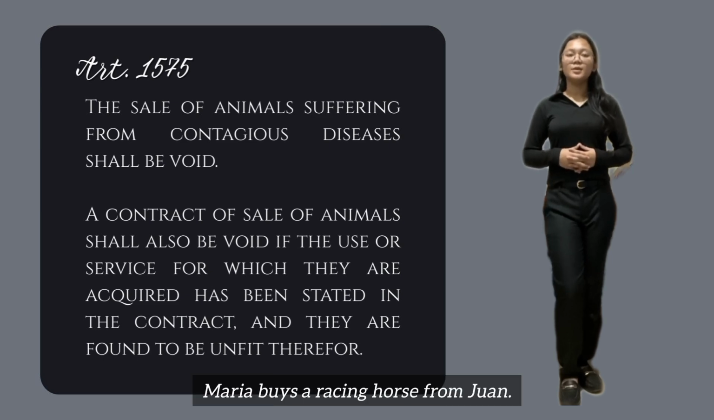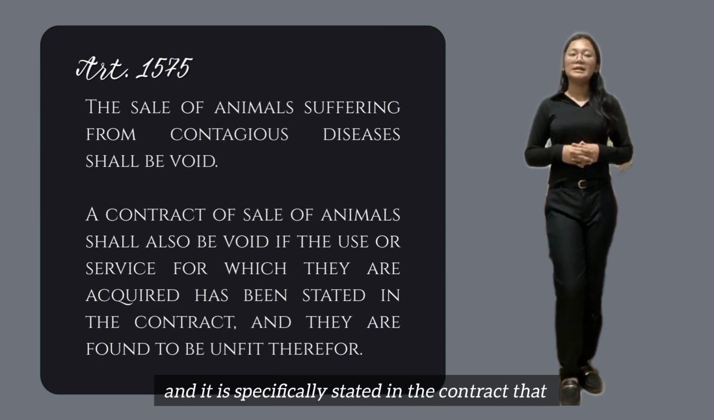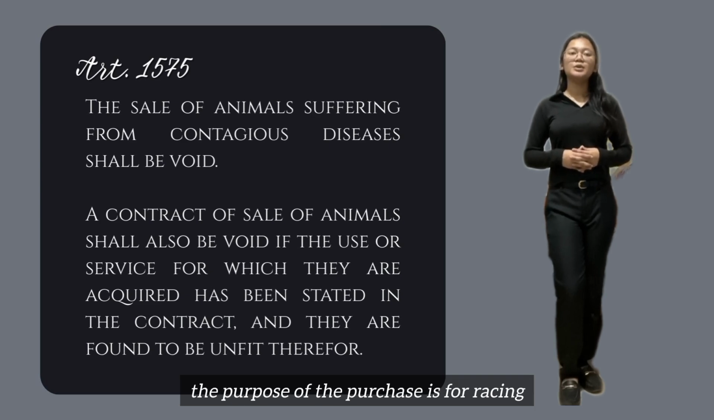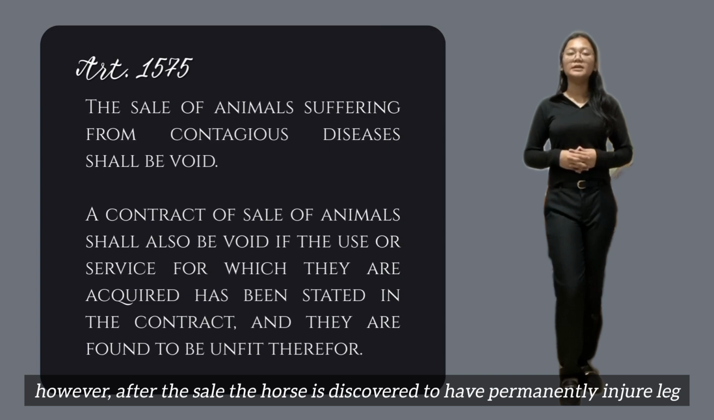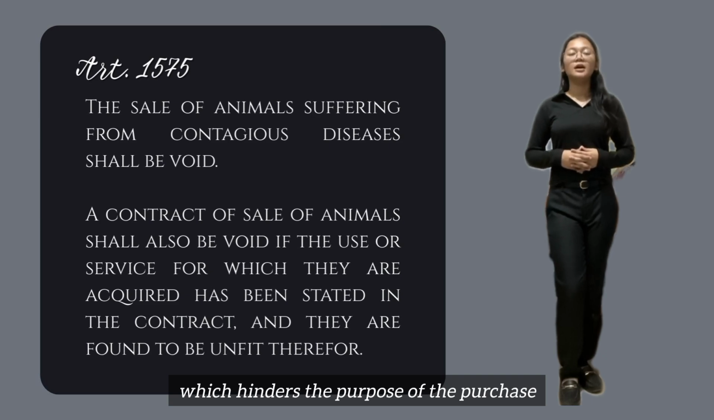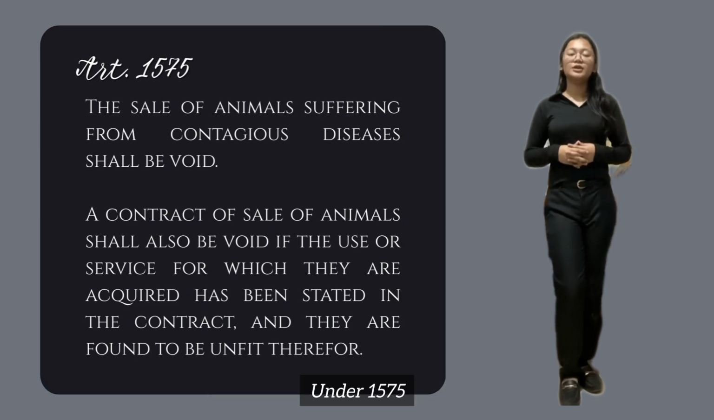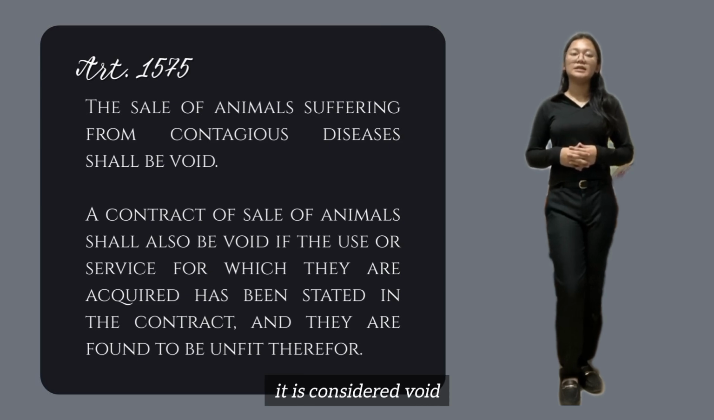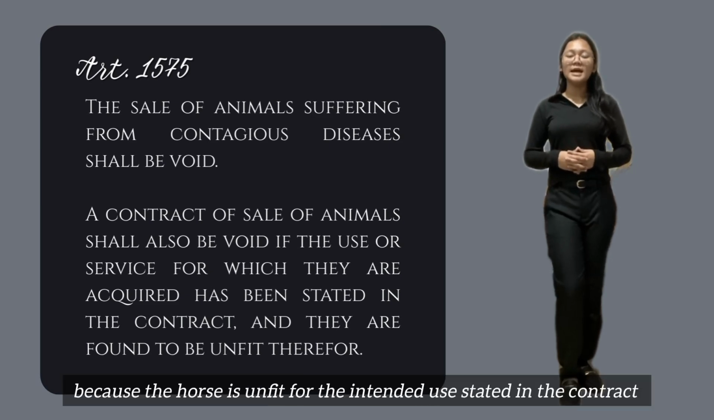In cases of unfitness for intended use, this is an example. Maria buys a racing horse from Juan, and it is specifically stated in the contract that the purpose of the purchase is for racing. However, after the sale, the horse is discovered to have a permanently injured leg, which hinders the purpose of the purchase. Under 1575, it is considered void because the horse is unfit for the intended use stated in the contract.